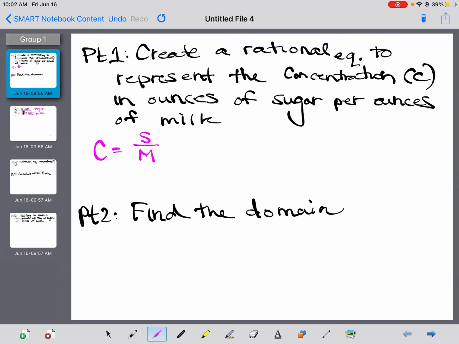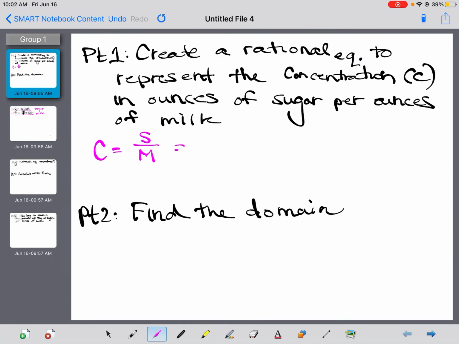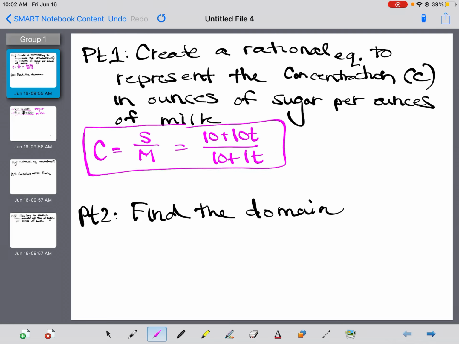Do we know the equation for sugar? Do we know the equation for milk? We do, that was given to us in the beginning, so now we fill it in. The sugar was 10 plus 10t, and the milk was 10 plus 1t. That's all you have to do for part 1: you're just writing that equation.